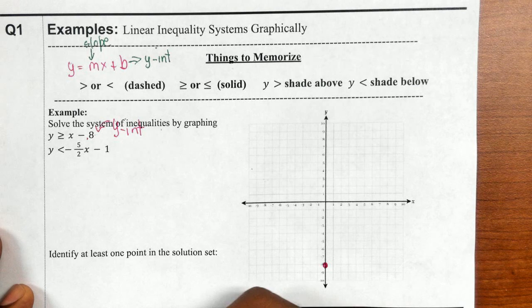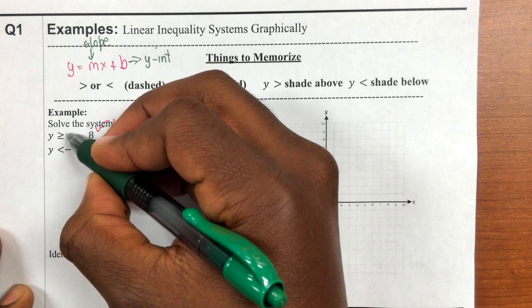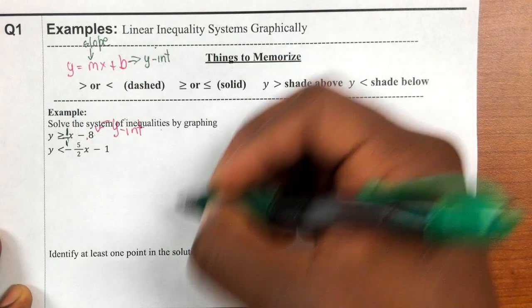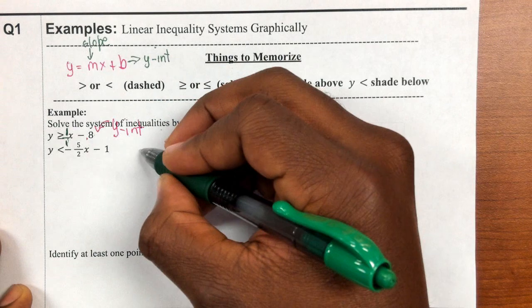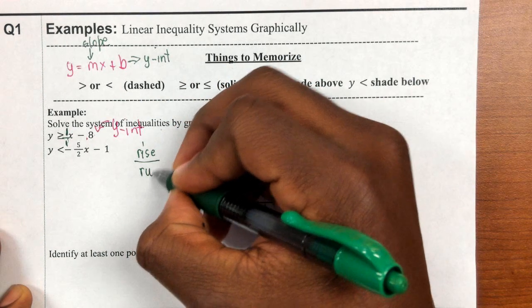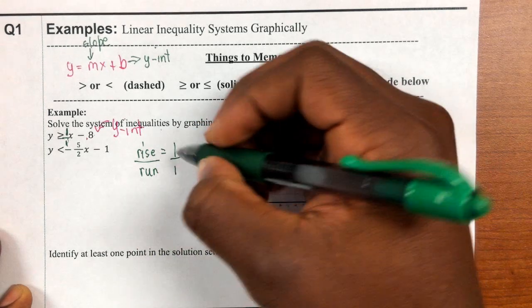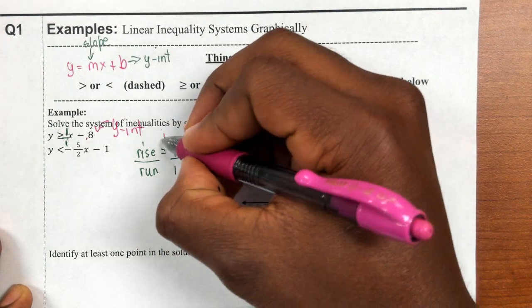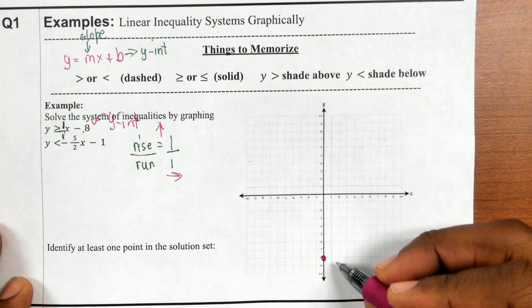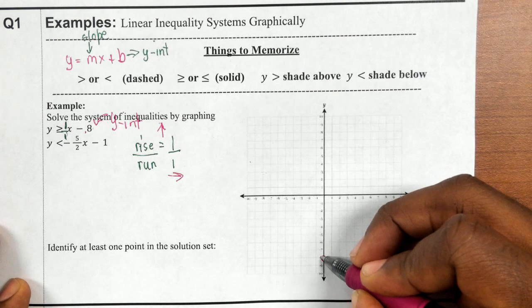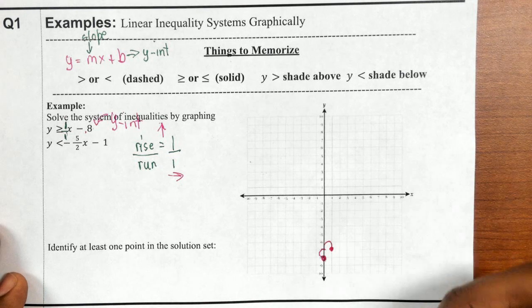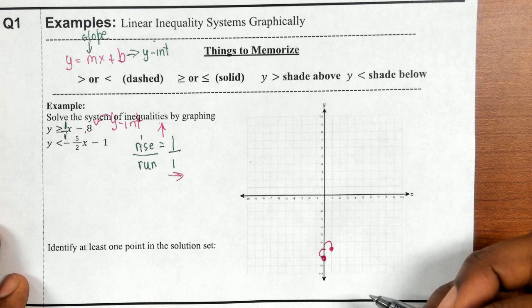Now I'm going to apply my slope. When you don't see a number in front of your x, you assume that there is a 1 over 1. That 1 over 1 means something to me, because when you use your rise over run, it means I'm going to go up once and then to the right once. So I'm going to go to this point, go up once and then to the right once.